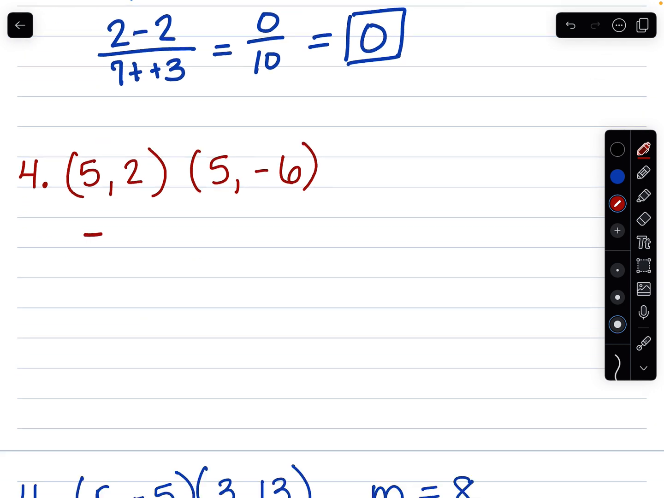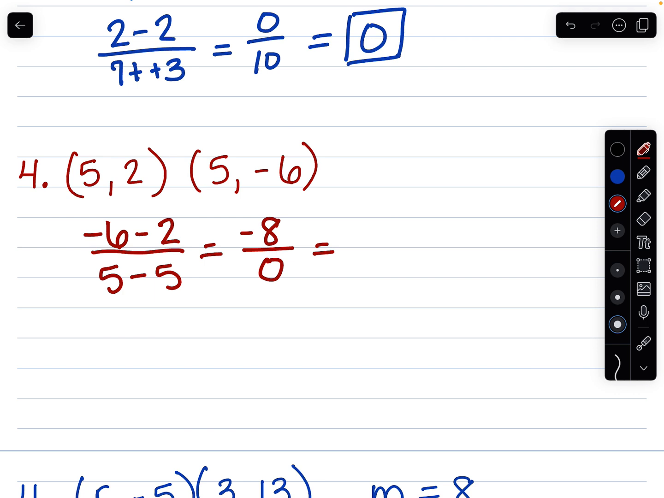Negative 6, y2, minus the negative 2, minus 2 is y1. And then we're going to do 5 minus 5. Good. Okay, on the top, negative 6 minus 2 is negative 8. On the bottom, 5 minus 5, over 0. What answer would that give me? What's it called?